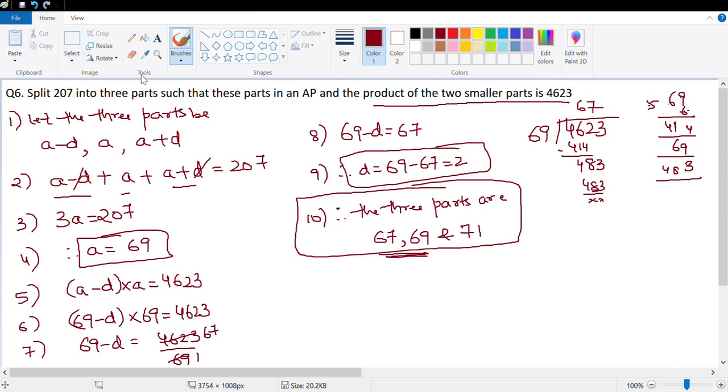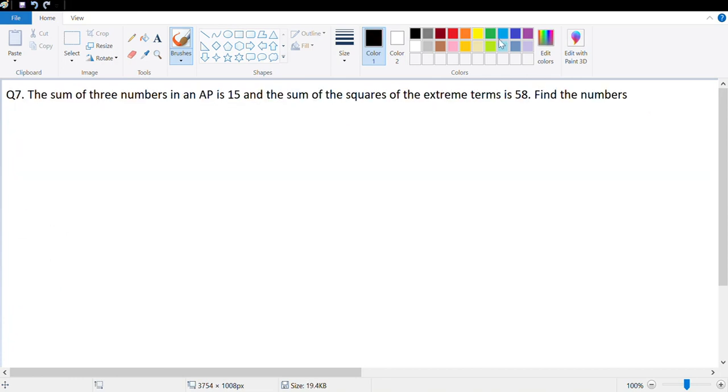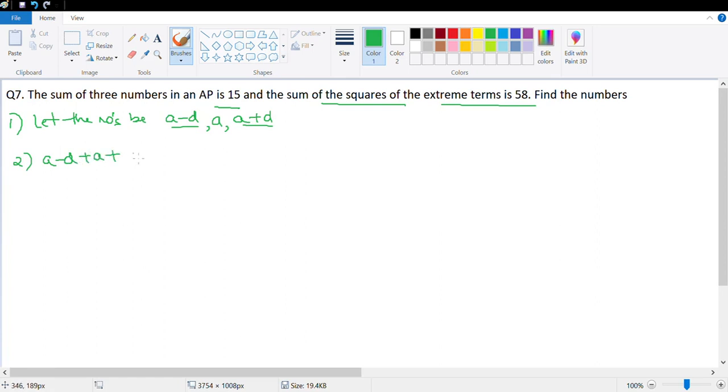Perfect. That brings me to the last homework question, which is question number 7. The sum of 3 numbers of an AP is 15. The sum of the squares of the extreme terms is 58. Find the terms. Okay, let the numbers be A minus D, A and A plus D. 3 terms, and the sum of these 3 terms is given equal to 15.